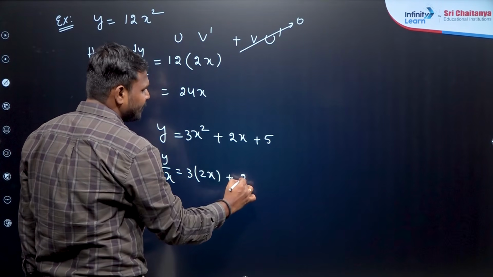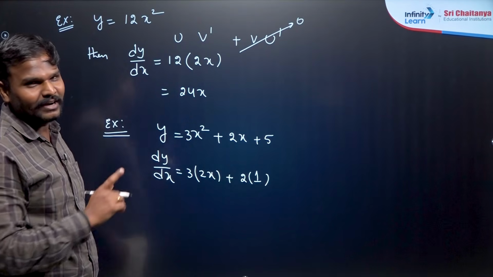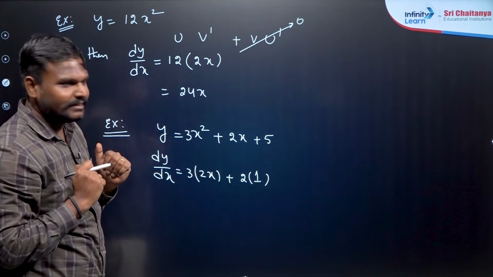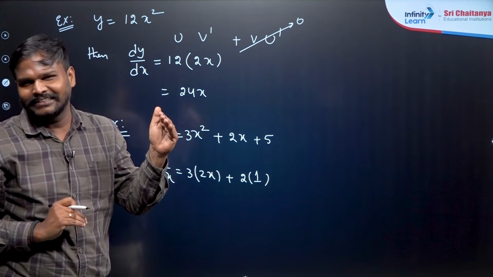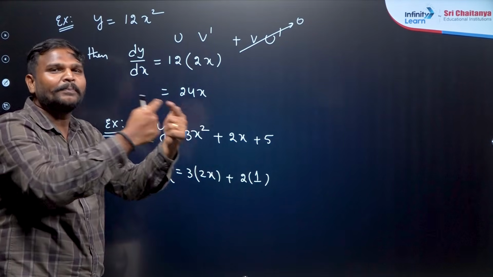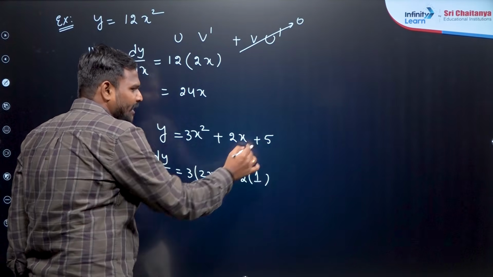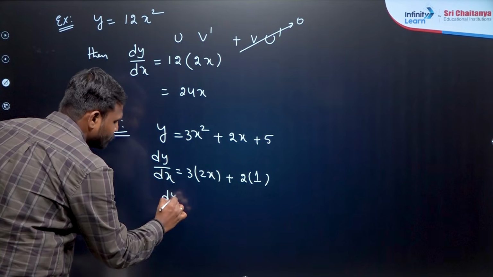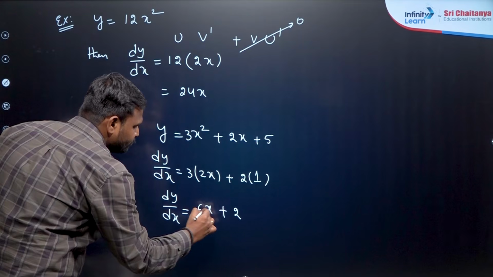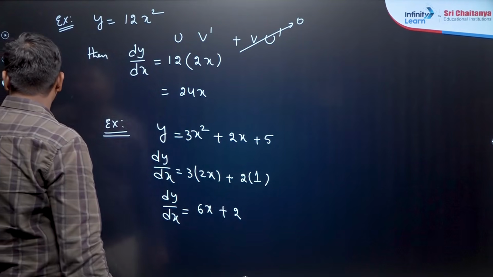Now again, 2 is a constant, keep it outside. Differentiate x. The derivative of x power 1 is how much? 1. We have already discussed x square is 2x, x is 1, root x is 1 by 2 root x, and 1 by x is minus 1 by x square. Always we have to subtract 1 from the power. Plus the constant: x power 0 means 0, so the derivative of 5 is 0. So the answer for this question would be 6x plus 2. Is that clear?